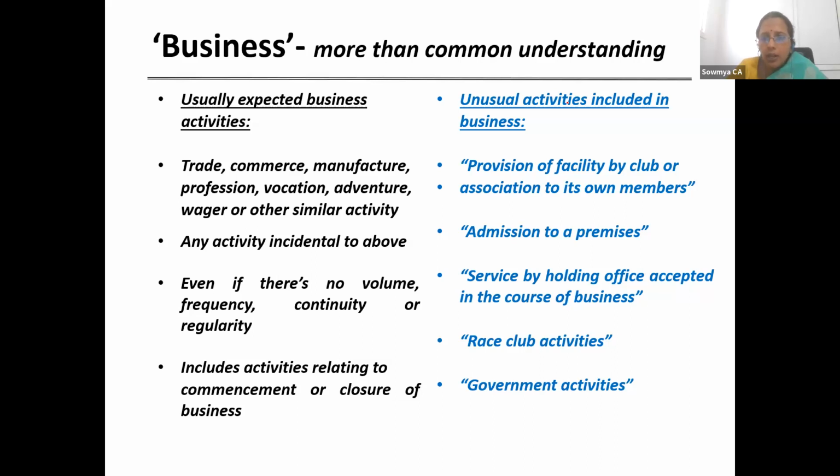There are some unusual activities which are also included in business. Provision of facility by a club or association to its own members, so the concept of mutuality is also included as a business activity. Admission to premises, fee collected for admission to premises. Service charges for holding office in the course of business. Race club activities and government activities are also classified as business as per the definition. So this is about business. I pause here. I would like any comments or questions.